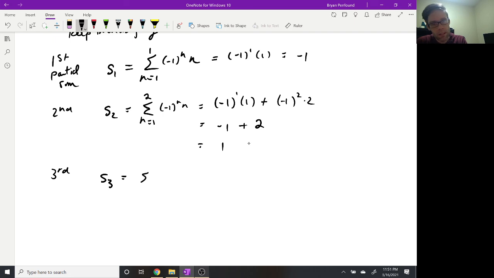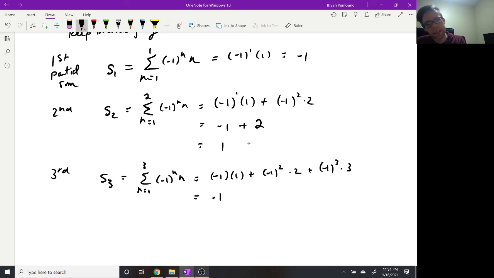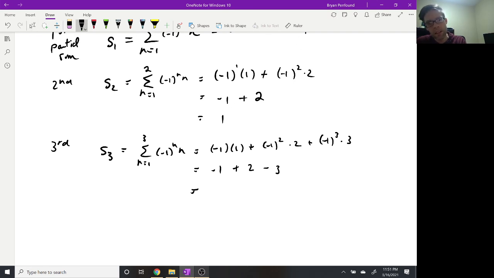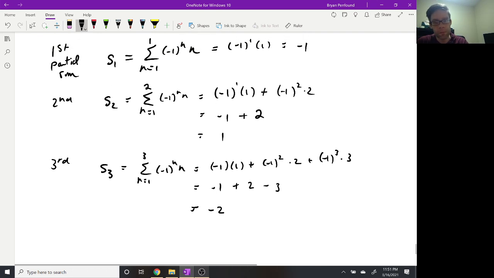So the next partial sum would start at 1 and end at 3. And that's going to give us -1 times 1 plus (-1)² times 2 plus (-1)³ times 3. So we get -1 plus 2 minus 3. So that's going to be -4 plus 2. So it's going to give us -2.